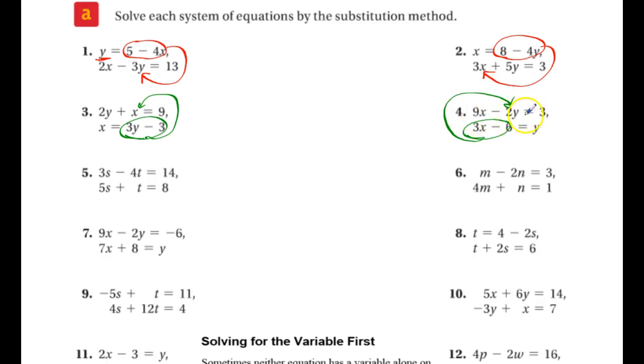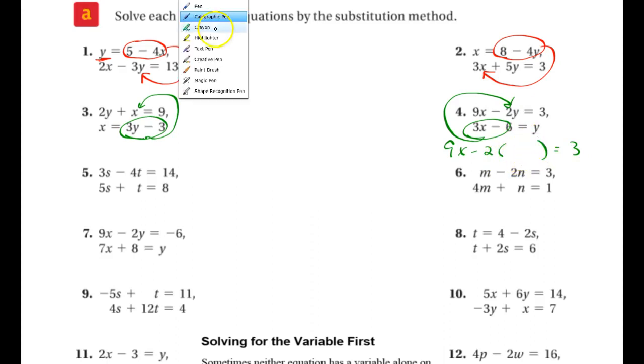So instead of 9x minus 2y, I would have 9x minus 2 times the y value equals 3. And again, if I'm plugging in for the y, notice I'm replacing that y value with parentheses, and then whatever that y value is, I just place it right in there. So in the y value would go the 3x minus 6. But it's helpful to rewrite it in parentheses.